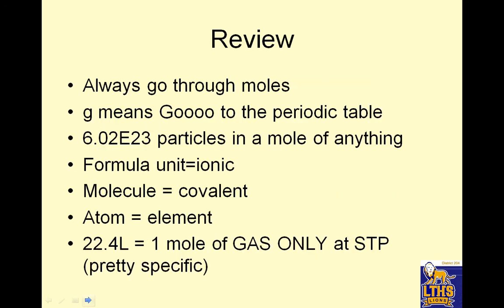Review. Always go through moles, always go through moles, always go through moles. Little g means go to the periodic table. That's a unit, so whenever you see a little g, you go to the periodic table to get that number. 6.02 times 10 to the 23rd particles in a mole of anything. Formula unit is ionic, that's a metal and a nonmetal. Molecule is covalent, that's two nonmetals. An atom is an element. And 22.4 liters is one mole of gas only at STP, which is pretty specific.